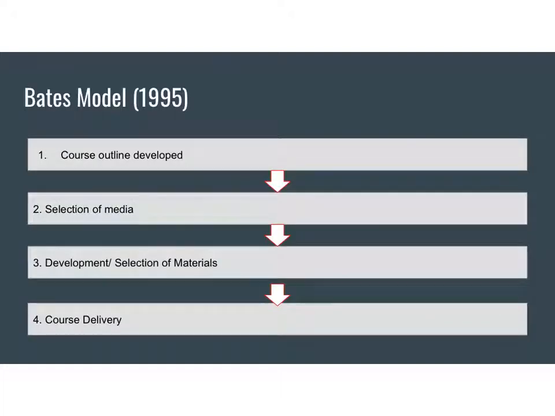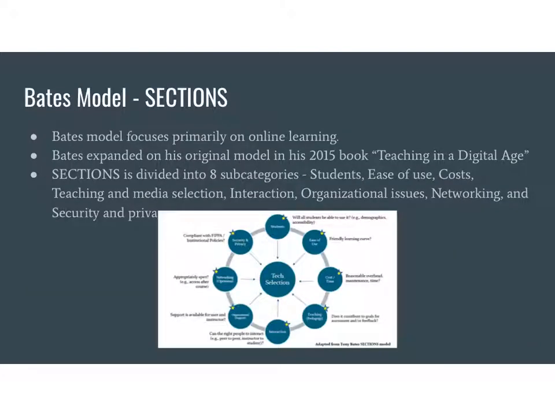The original Bates model was completed in 1995 and it involved four basic outlines. First, that the course outline is developed. Two, the selection of media. Three, the development and selection of materials. And finally, for number four, course delivery. The Bates model focuses primarily on online learning.